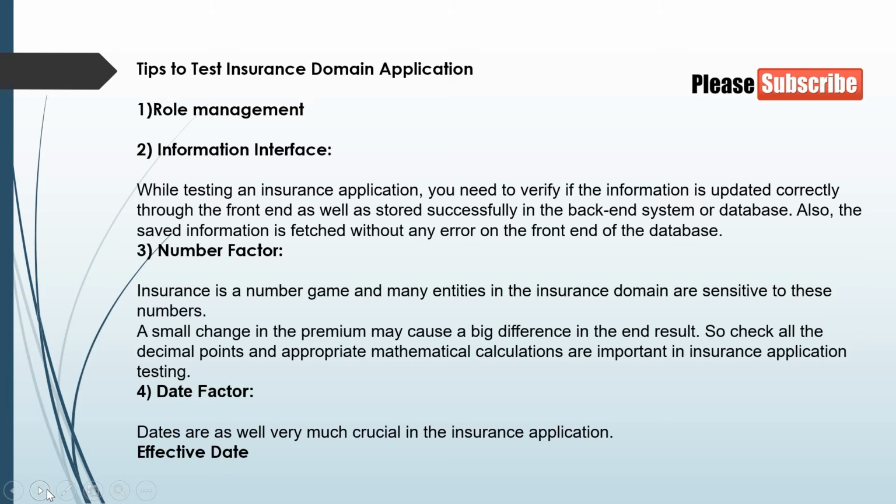So, for example, let us consider the below roles and responsibilities. If any of the roles and responsibilities goes incorrect in production, then it will create a huge mess for an insurance company.